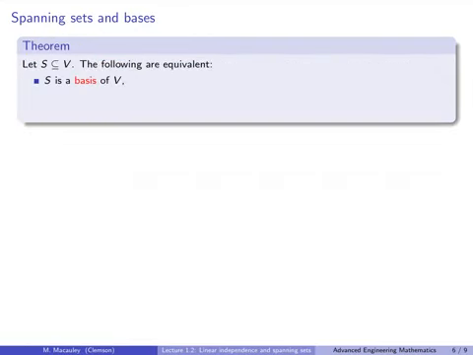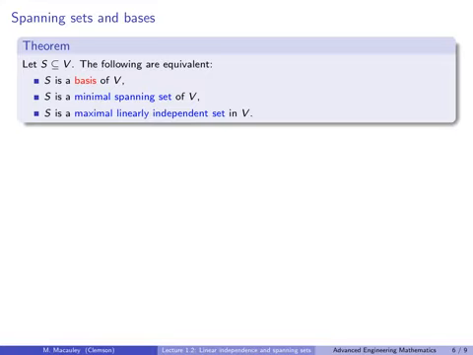Here's a nice theorem that ties together the concepts of a basis, spanning set, and a linearly independent set. Let S be a collection of vectors in a vector space V. The following 3 things are all equivalent. First of all, S is a basis of V. S is a minimal spanning set of V. We talked about that on the previous slide. So this is a set that spans V, but it's a minimal set, and if you remove anything, you destroy that property. Finally, S is a maximal linearly independent set in V.